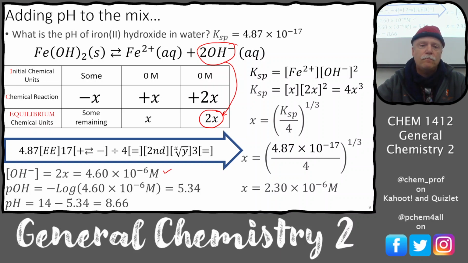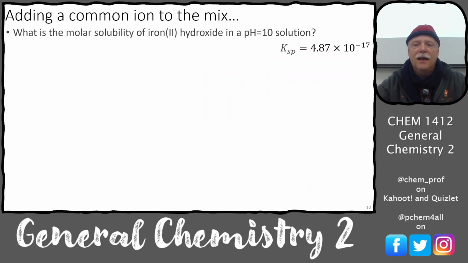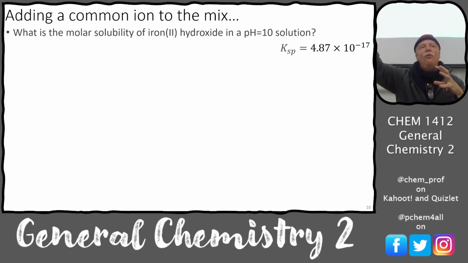All right. Let's add a common ion to the mix. Okay, this is the third sort of complication. The first complication is having MA2 or M2A or whatever. The second complication was just taking the equilibrium concentration and seeing what it does to pH or pOH. The third kind of complication is when you have a substance that's saturated, it's trying to dissolve, but already in the solution you have a common ion.